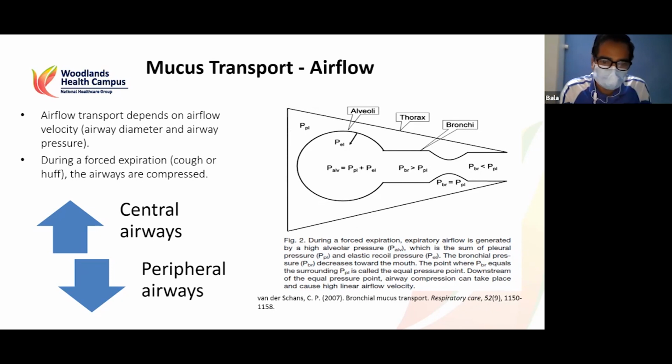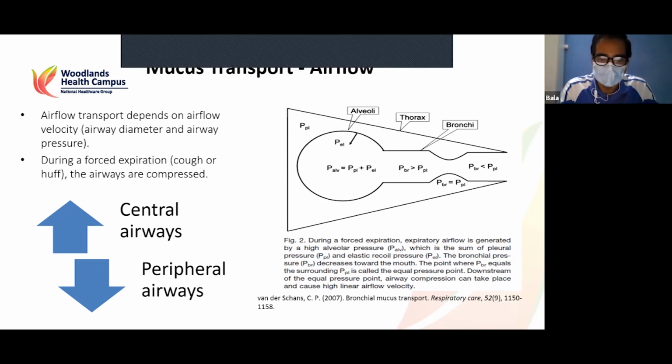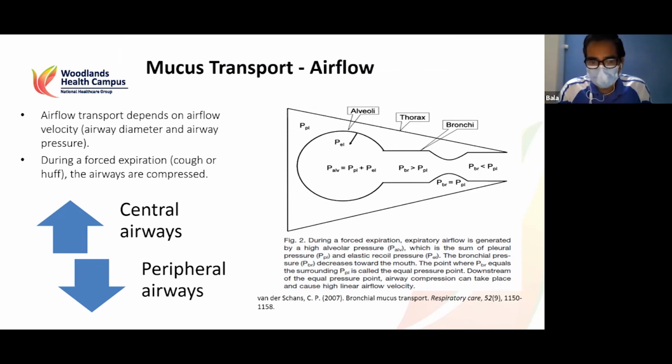So these are the two mechanisms we have to clear secretions from our airways. The first is mucociliary, and the second is airflow. Airflow is more enhanced in your central airways compared to your peripheral airways. This is our basic physiology. If this basic physiology works, we have no problem. Even in a normal situation, or even if you get some flu or pneumonia, there is no problem, because this normal physiology is working, we are able to clear our secretions, and our airways are protected.